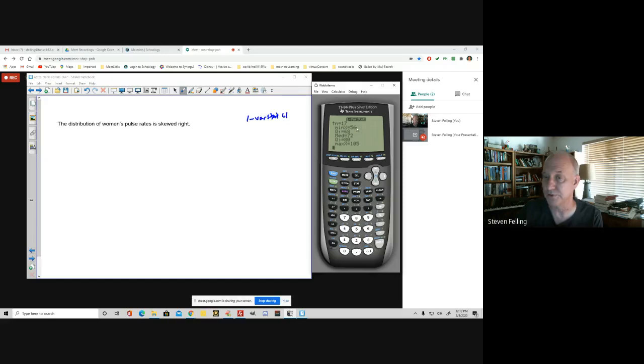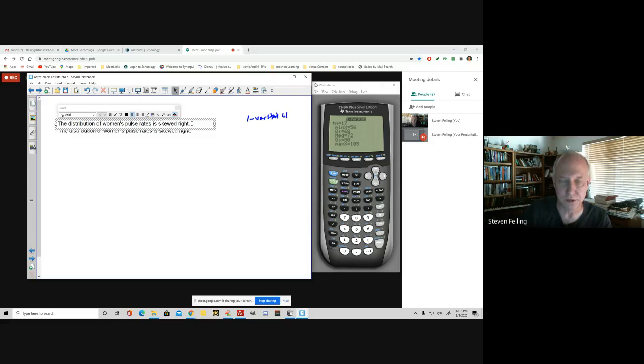You get the minimum, which is 56. The first quartile, Q1, is 68. The median is 72. The third quartile is 80, and the max is 105. So this is how we can get the 5-number summary, and this is how we would get the median. And so in my distribution paragraph, I would add a second sentence, this time for the measure of the center. I would say, maybe I could just continue it: the distribution of women's pulses is skewed right with a median of 72 beats per minute.